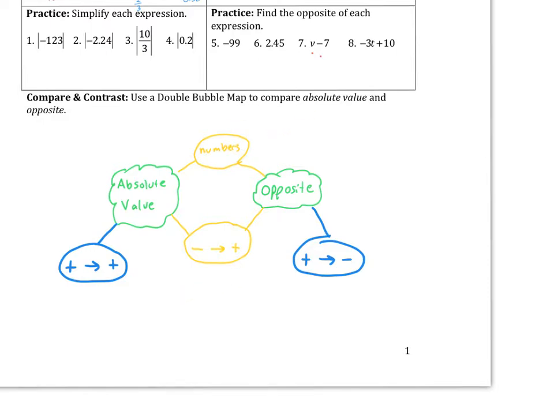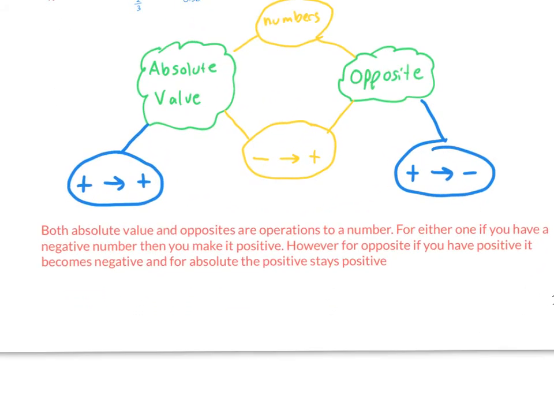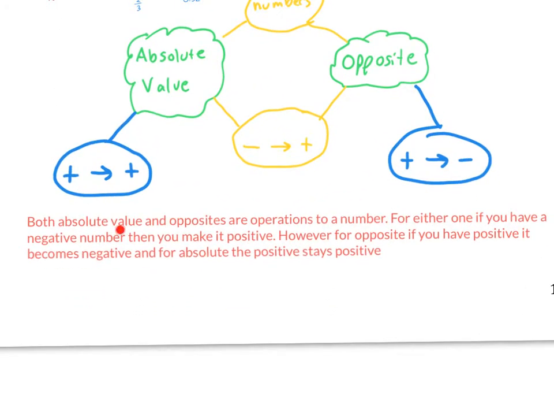Now, let's take this double bubble and convert the concepts here into a sentence or two. Both absolute value and opposites are operations to a number. For either one, if you have a negative number, then you make it positive. However, for opposite, if you have a positive, it becomes negative. And for absolute value, the positive stays positive.